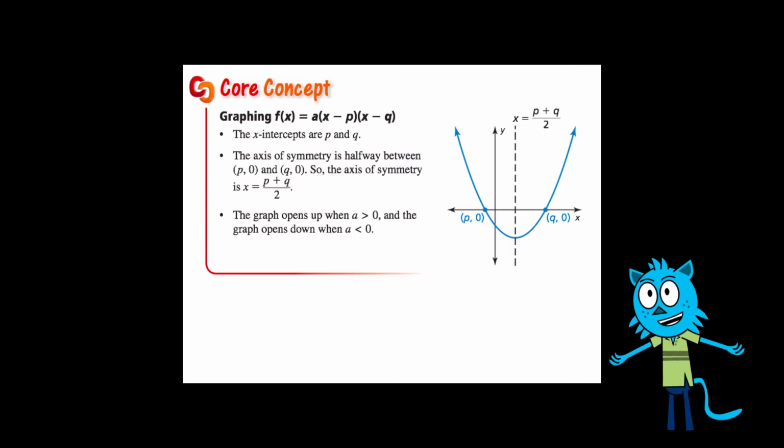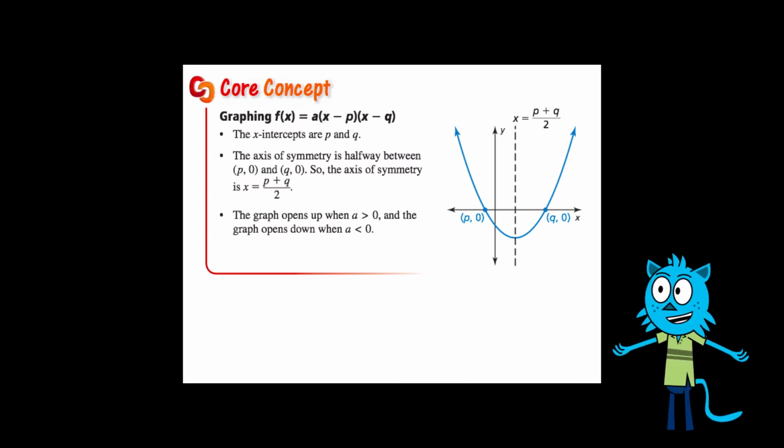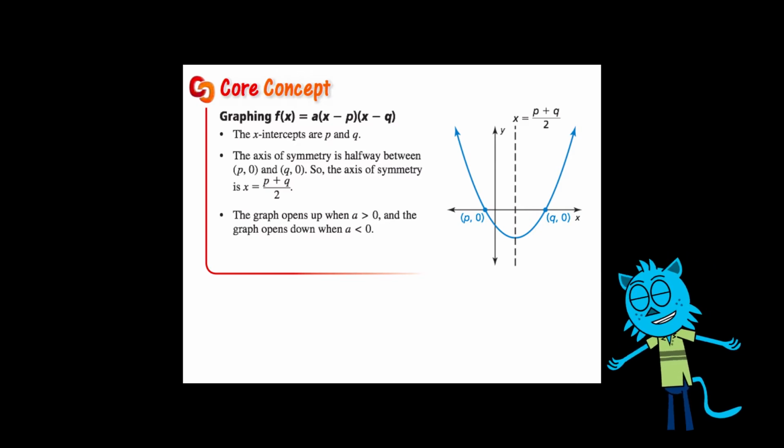We can use p and q to find the axis of symmetry by finding the average of the two. P plus q divided by 2. That would give us our axis of symmetry. And just like when we were graphing the other quadratics, or graphing them a different way, a also tells us which direction it opens. If a is positive, it opens upwards, and if a is negative, it opens downward.